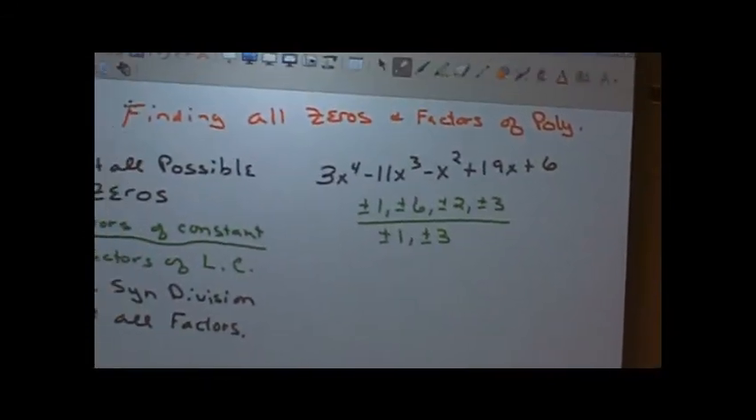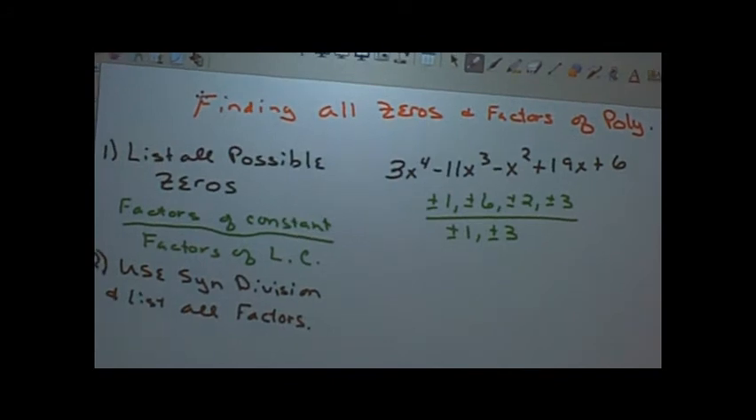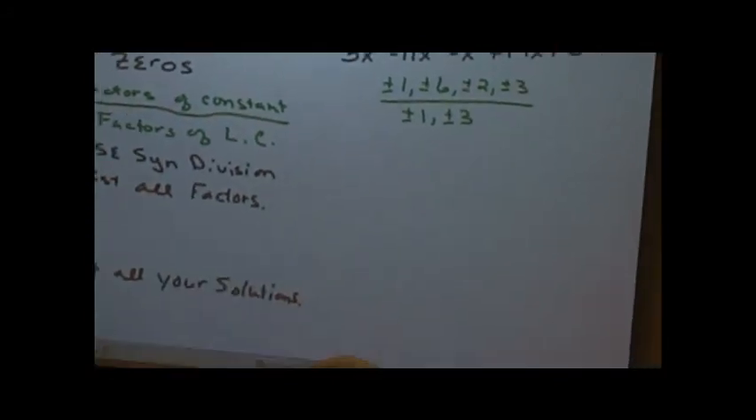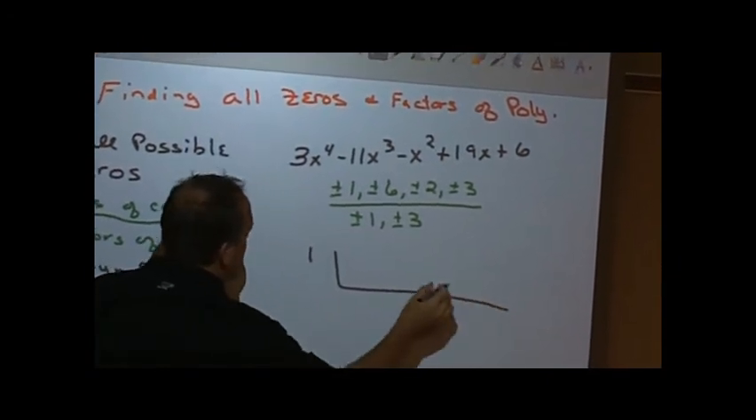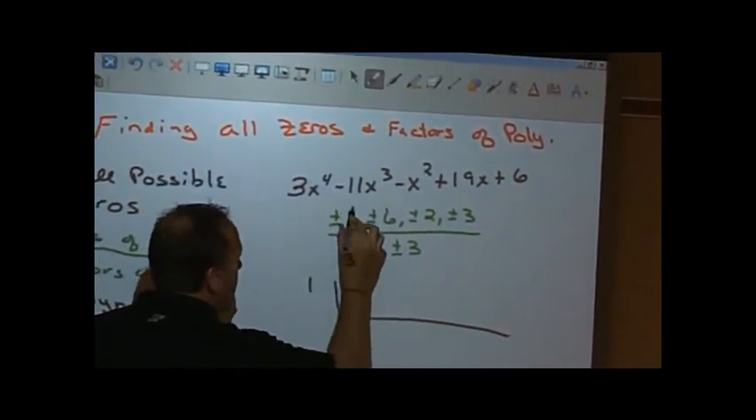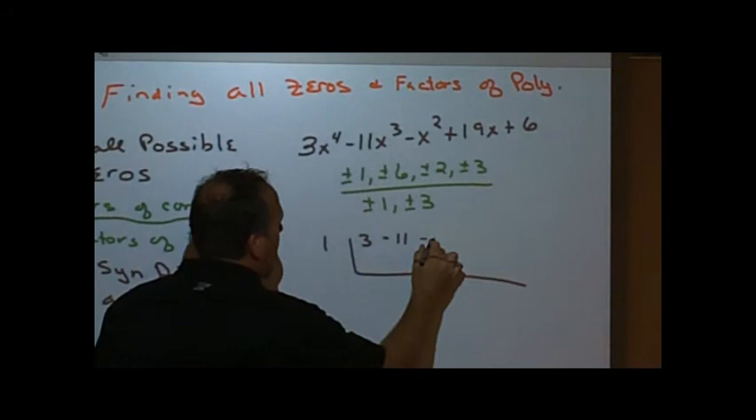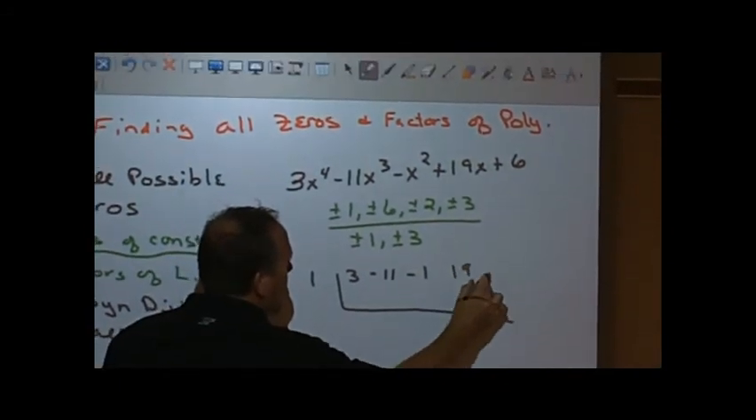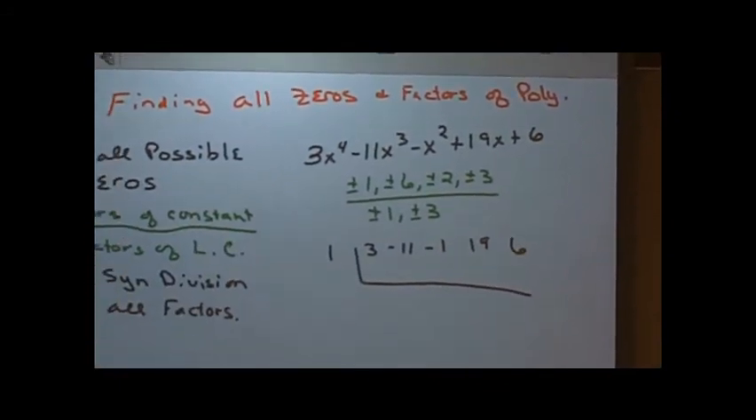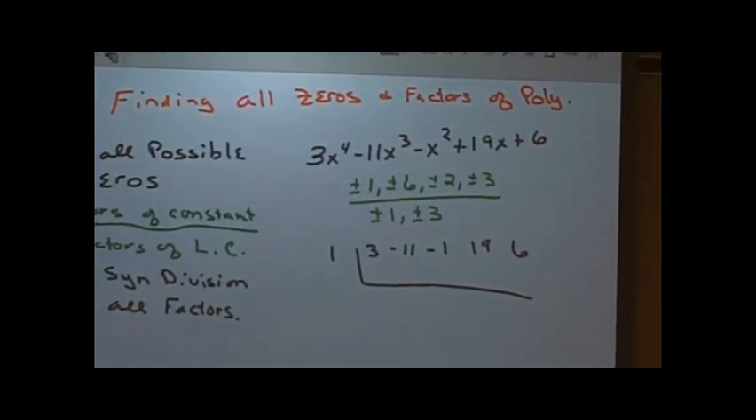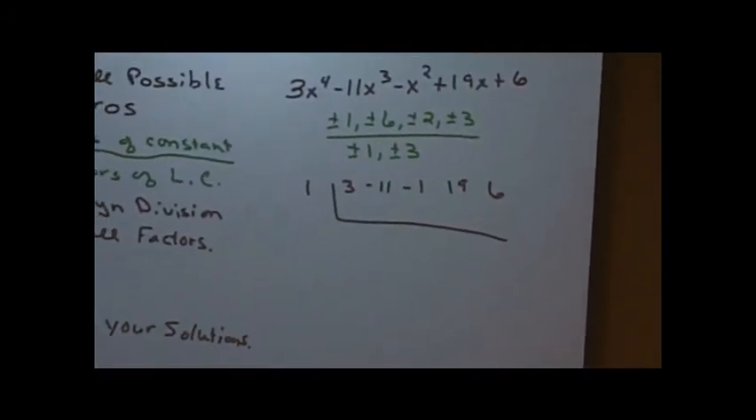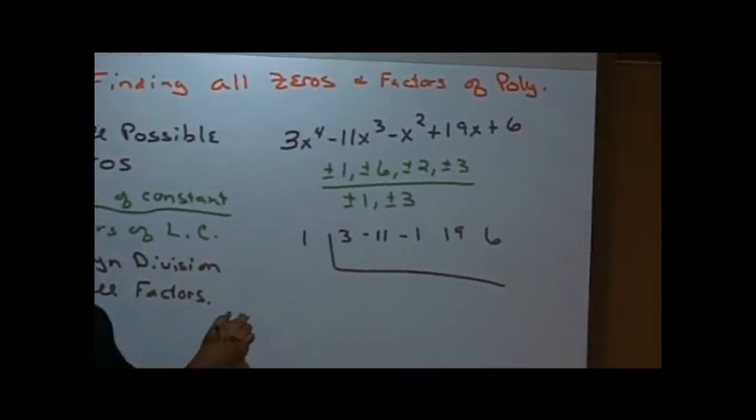Jordan, which one do you want to choose? Guessing game begins. Which one do you want to choose? 1. Bad choice on this one. 3, negative 11, negative 1, 19, and 6. And remember, when you're doing synthetic division, you have to account for each zero. So if they skip an x squared, or they skip an x, you have to account for that 0 in there. Okay, so we do synthetic division.